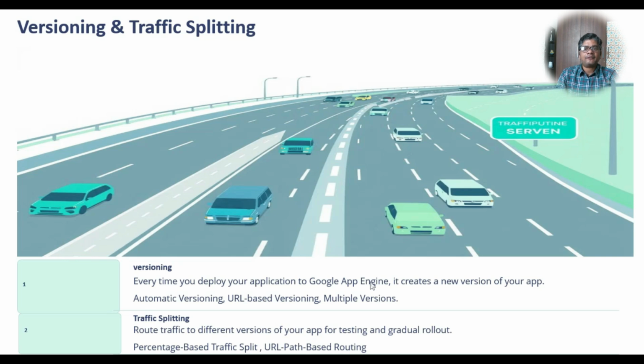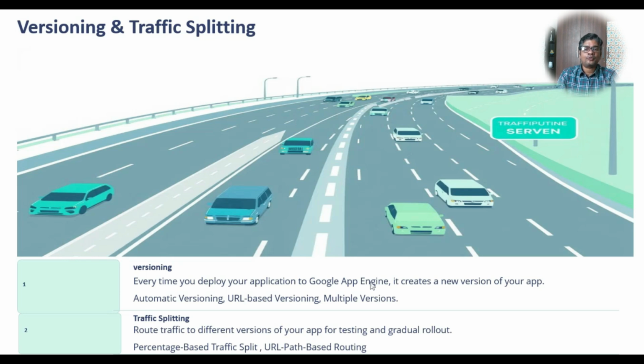Traffic splitting allows you to control how the traffic is distributed between multiple versions of your application. It is typically used for performance, gradual rollout, A/B testing, or canary deployment. Traffic splitting works with percentage-based traffic splitting and other rule-based methods.